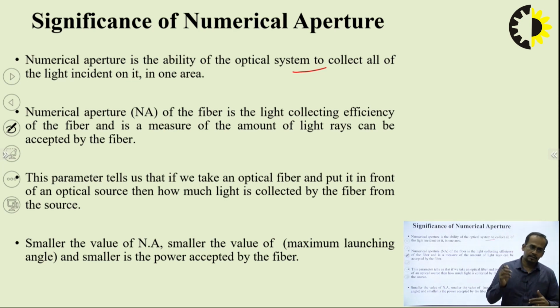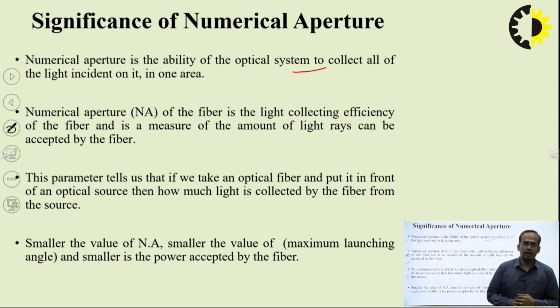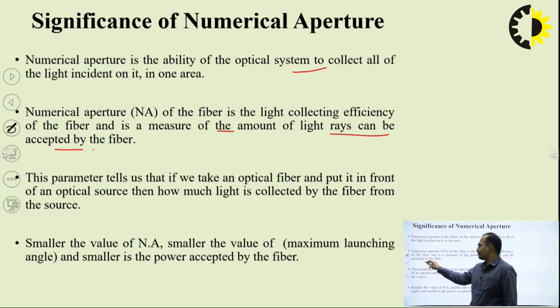I will discuss how this is related to the acceptance angle in the next lecture. This numerical aperture is directly related to the acceptance angle, because it gives information about the ability of the optical system to collect all the light incident on it in one area. So, the numerical aperture of the optical fiber is the light collecting efficiency of the fiber, and is a measure of the amount of light rays that can be accepted by the fiber.